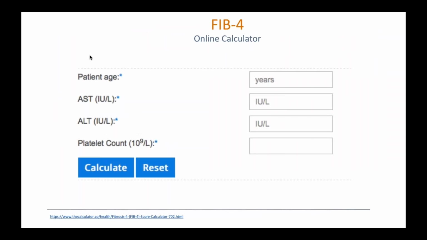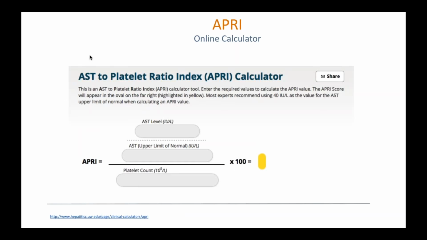Let's take a look at what they're suggesting. Just as a reminder, this is the FIB4 online calculator. Many of you probably use this on a daily basis, and this brings into factor the patient's age, AST, ALT, and platelet count, and you merely click calculate and you get the value. Here's the APRI calculator using AST and also looking at platelet count.